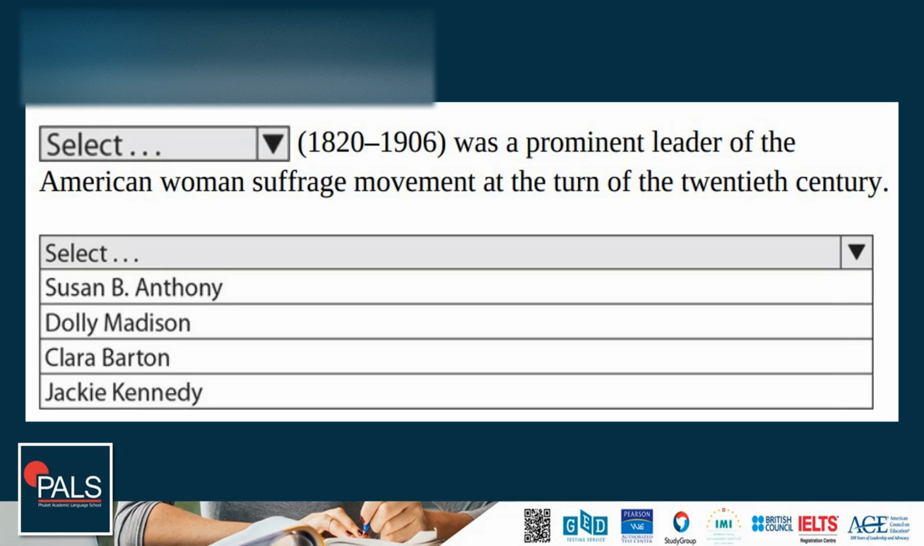You just need to know. If you know who Jackie Kennedy is because of John F. Kennedy, you can eliminate that. It's not the right time period. I personally have to admit, I don't even know who Dolly Madison or Clara Barton are, and I don't need to, because I know Susan B. Anthony was a key figure for the women's suffrage movement.